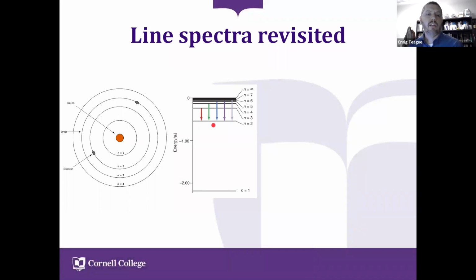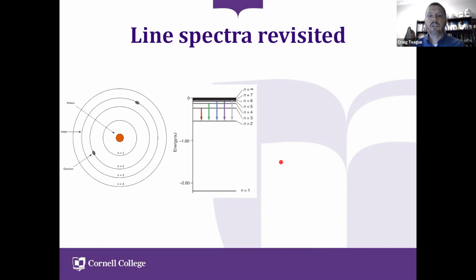And these lines are colored to show you this will be a hydrogen spectrum, and these are the colors of the photons that come out of the atom when the electron transitions from a higher state to a lower state. Notice that the energy levels are not equally spaced, and that confirms why the lines in the spectrum are not equally spaced as well.